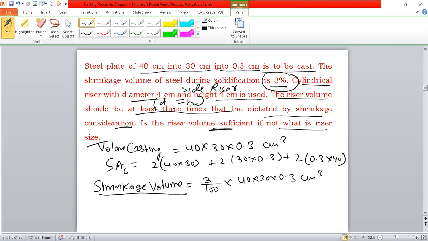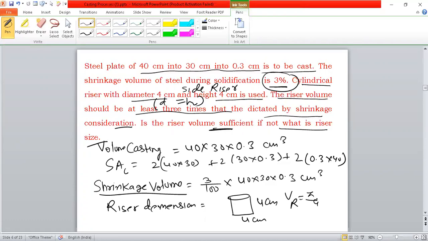So the shrinkage volume, then it is said that the riser dimension is given to you. They have given you the riser dimension: 4 centimeter and 4 centimeter. So first you have to check the volume of the riser. That is pi by 4 D square H, so the volume of the riser is pi by 4 into 4 square into 4. So you can calculate the volume.